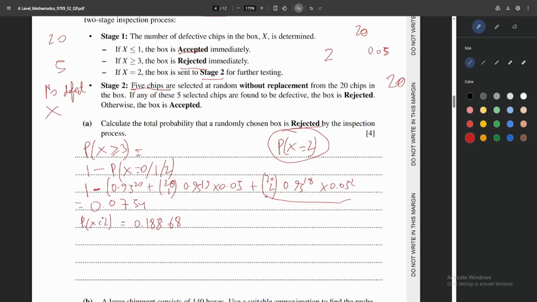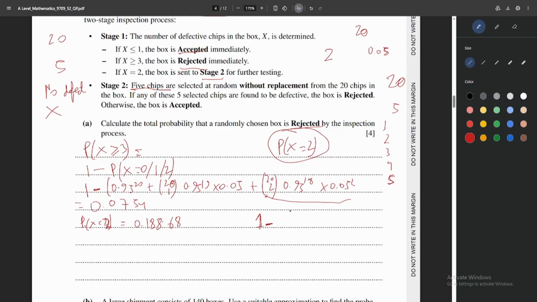All right, so this is the probability that exactly 2 are defective. In that case we go to stage 2. If we want this to be rejected, the case can be that among 5 microchips, either 1 is defective or 2 or 3 or 4 or 5. That's too many cases, right? Again, just like before, we use the opposite case. From 1 we subtract the case that all of them are good, so there's no defect, so all 5 of the microchips are good.